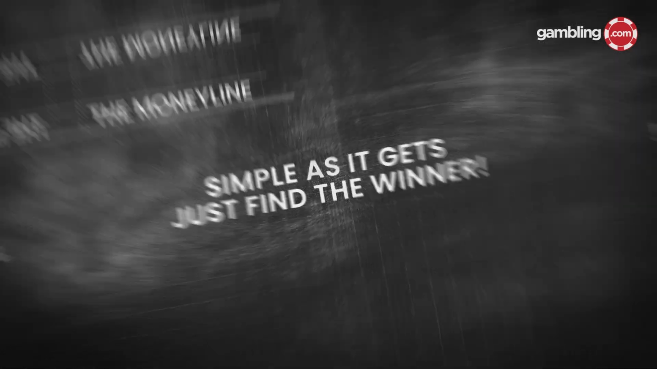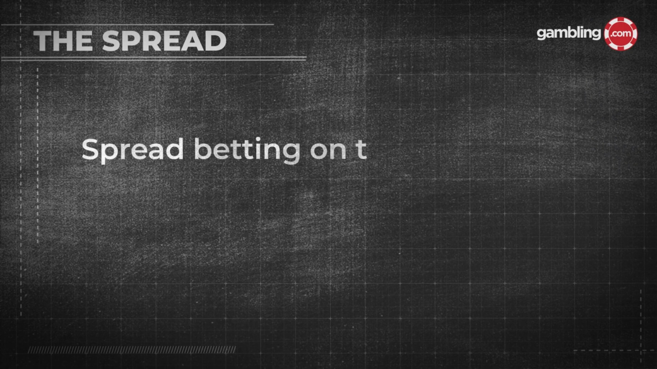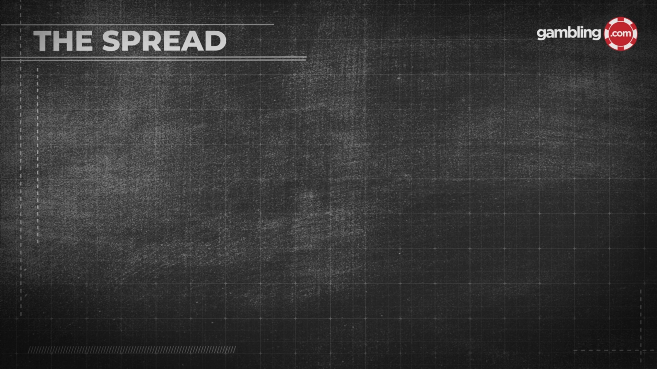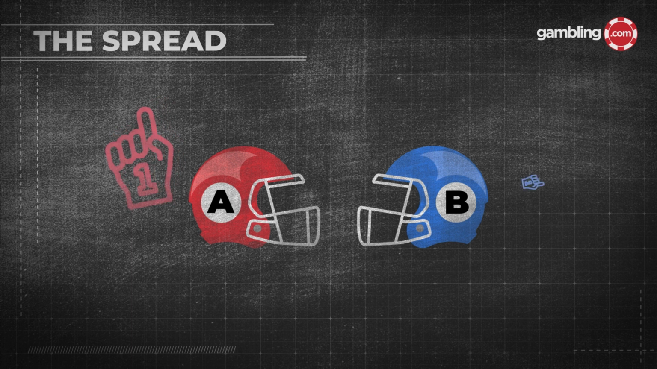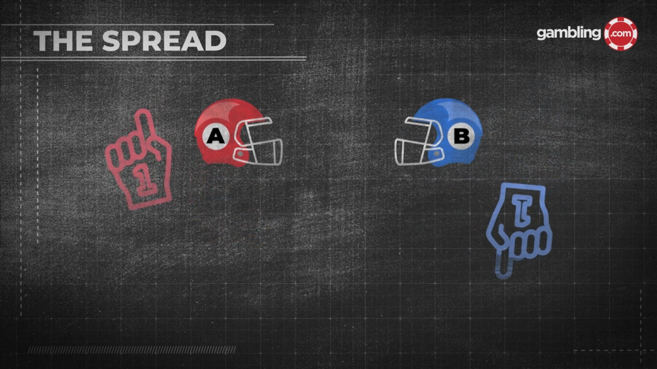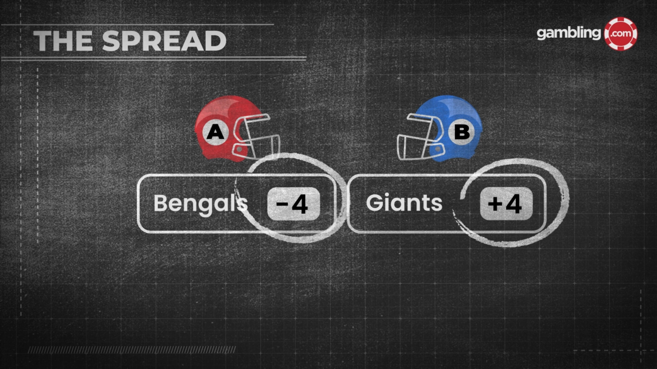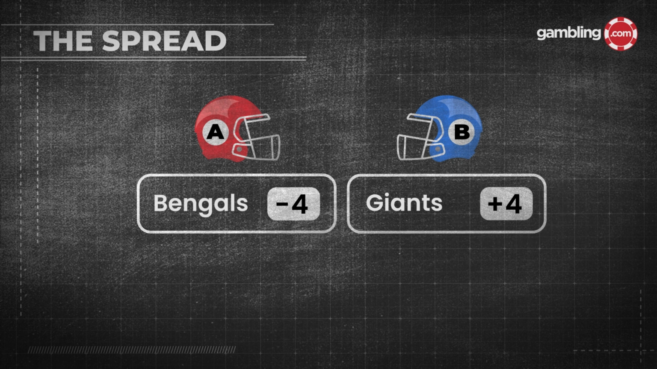Find the winner. The spread. With spread betting on the NFL online betting sites, mix it up a little. Rarely are two teams equal, which is why you will get used to seeing a favorite and an underdog. To counter this and simplify the odds, you will find all NFL games carry a spread betting market. When betting on this market, you need to decide which team will cover the spread to win your bet. A spread is a number of points, plus or minus, allocated to a team prior to the game. A favorite will have a minus number, and an underdog will carry a plus number in the spread odds.